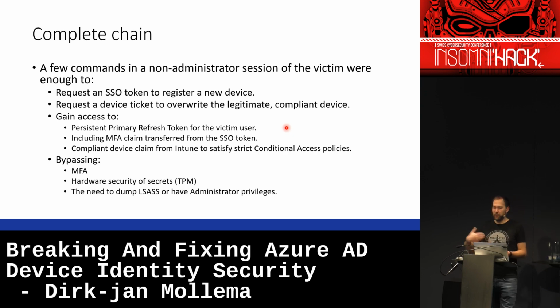You could have an MFA claim also included in that. You could have the compliant device claim from Intune. And basically this way you could comply with very strict conditional access policies. This bypassed the need to do MFA for your victim user, bypassed the TPM protection of secrets, and it also bypasses the need to dump LSASS or have administrative privileges at all, because this could all be done from a user without any administrative privileges.